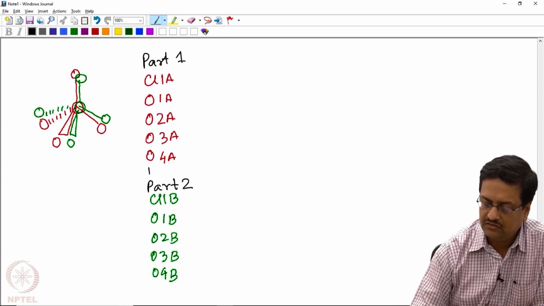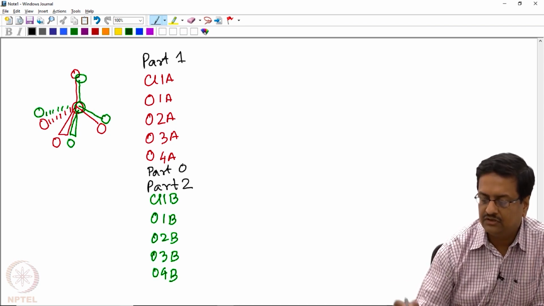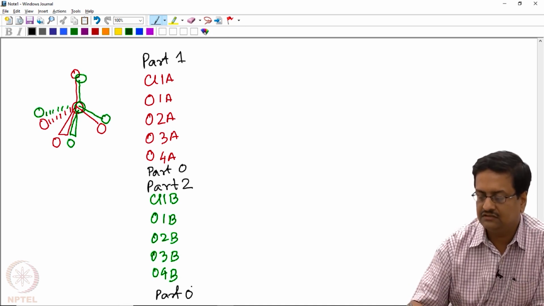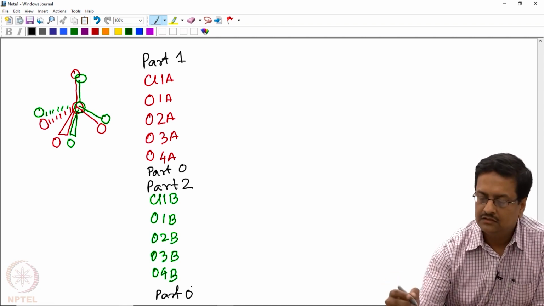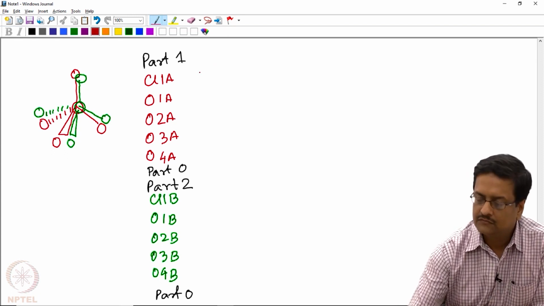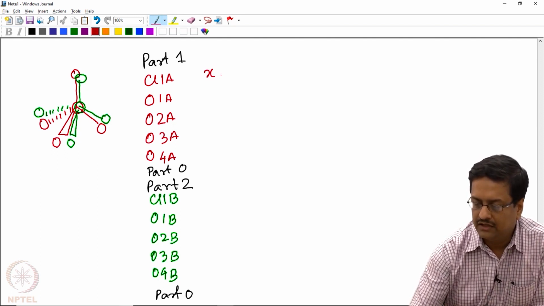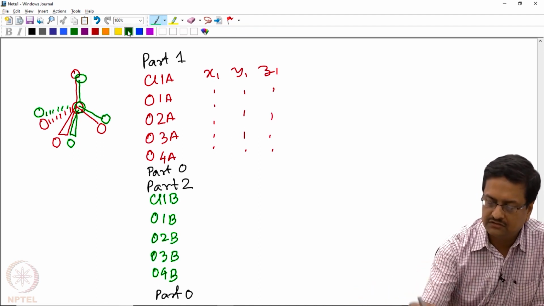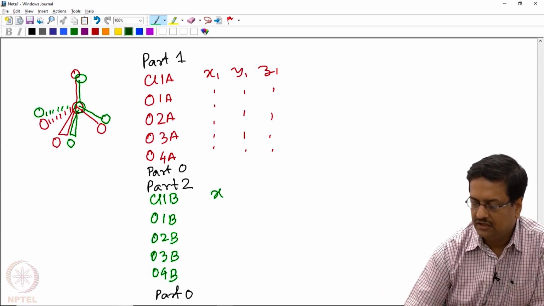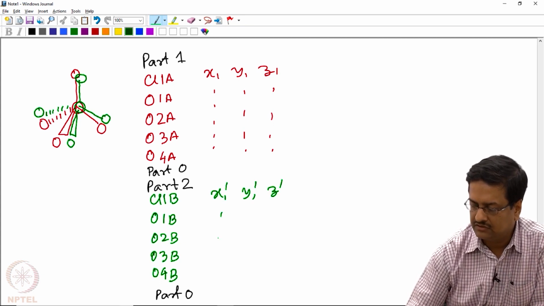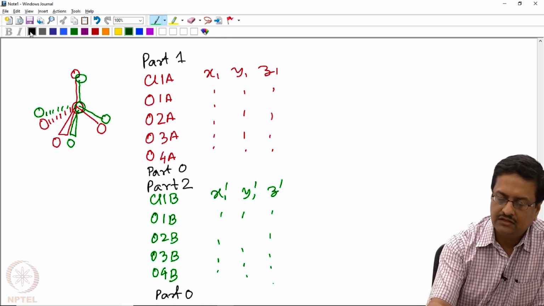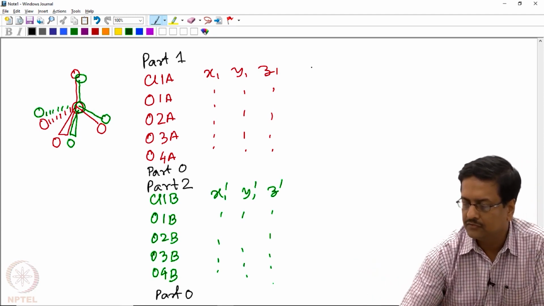We end that part 1 with a command part 0 in the INS file. You also end this as part 0, which means the disordered parts are over. Then what you have are the corresponding atomic coordinates x1, y1, z1 and all the atomic coordinates for all of them. Similarly for this you should have x1 prime, y1 prime, z1 prime and all of them will have their corresponding xyz coordinates after splitting, and then you will have a term for occupancy.